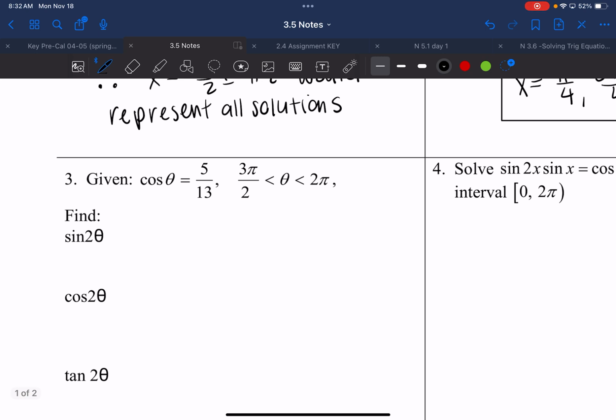Okay, number 3 says, given that cosine of theta is 5 over 13, and that 3 pi halves is less than theta, and theta is less than 2 pi, they want us to find all the following. All right, so if I'm between 3 pi halves and 2 pi, what quadrant am I in? Quadrant 4. Right. So when I draw my little triangle here, I am drawing a triangle in quadrant 4.